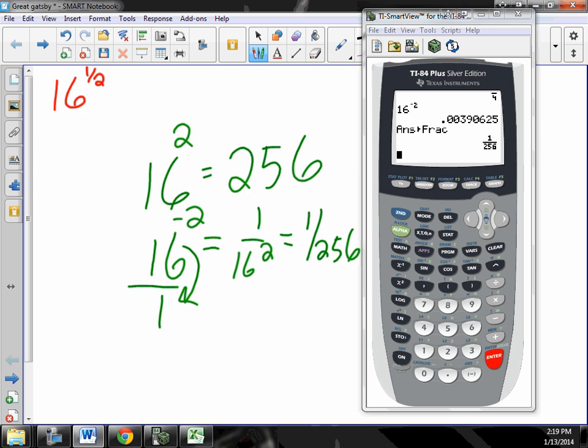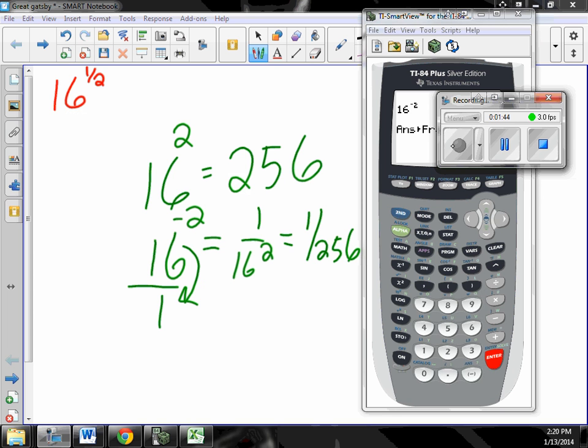What does 16 to the 1/2 do? It's the opposite of 16 squared. So 16 squared is asking what 16 times itself equals: 256. So 16 to the 1/2 is asking what number times itself is 16, and the answer is 4. So the 1/2 is exactly the opposite of the squared.